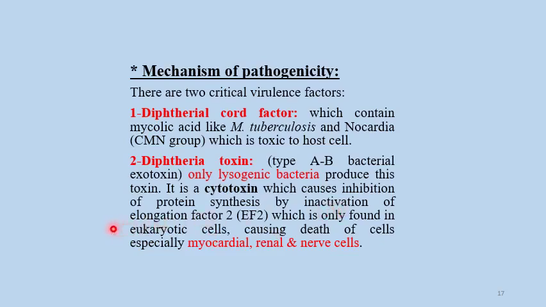the cell will die. What types of cells does it affect? It affects certain cells because it has certain binding receptors for these cells. What are these cells? The myocardial cells, renal cells and the nerve cells. Certain nerve cells, and the renal cells, which are in the kidney, and the myocardial cells, which are the muscles of the heart. So the toxin here can bind to these three target cells, not to any other cells.